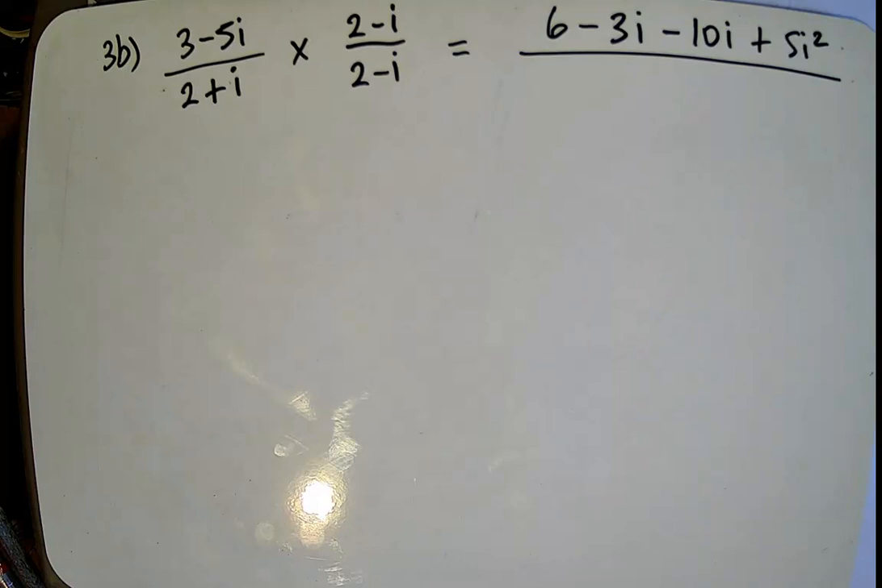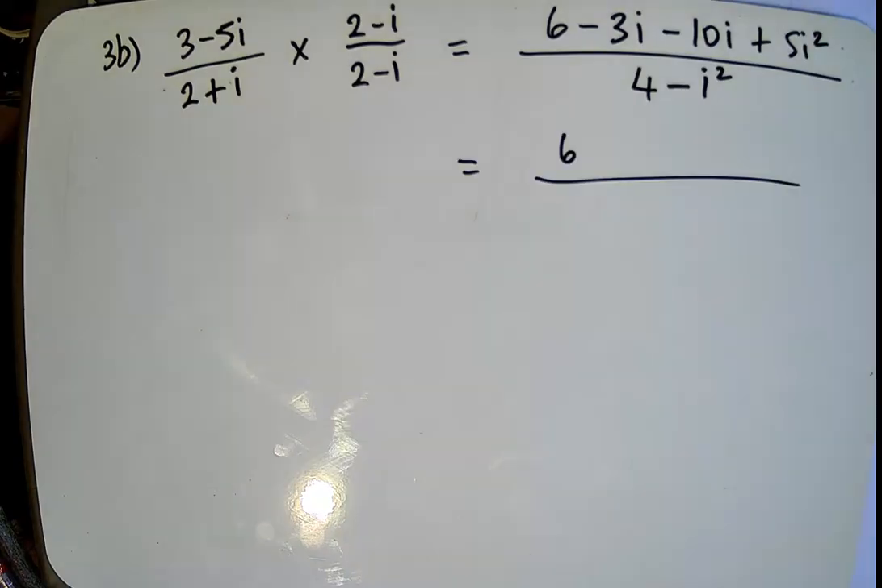In the denominator, it's a matter of squaring the first term, squaring the last term because it's the difference of squares. So we're going to get 4i squared. In the numerator, we have like terms. So minus 3i minus 10i will give us minus 13i. Plus 5 minus 1 where we see i squared. In the denominator, where we see i squared, we substitute minus 1.